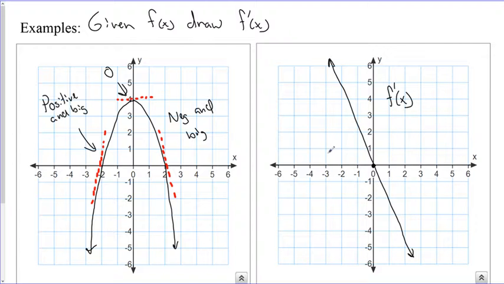Why? Because the slopes as x goes from -infinity to 0 all have to be positive. So here's my slopes, they're all positive. What are they doing? They're getting smaller and smaller and smaller. These slopes, as I get closer to 0, get smaller and smaller, but they're all still positive. At 0, I have a horizontal tangent line, so the slope of that horizontal tangent line will be 0.